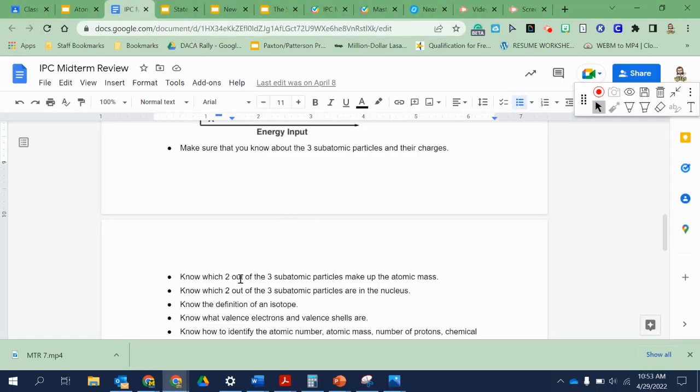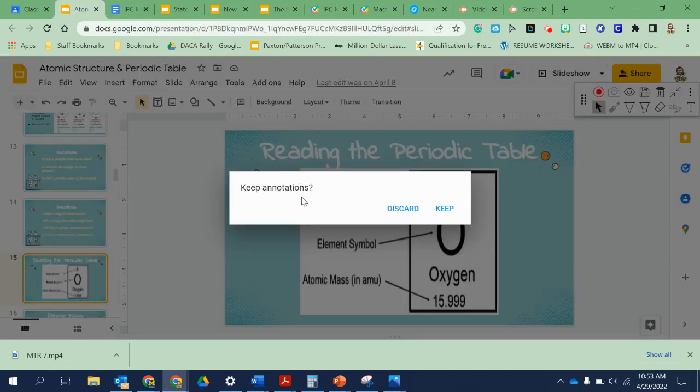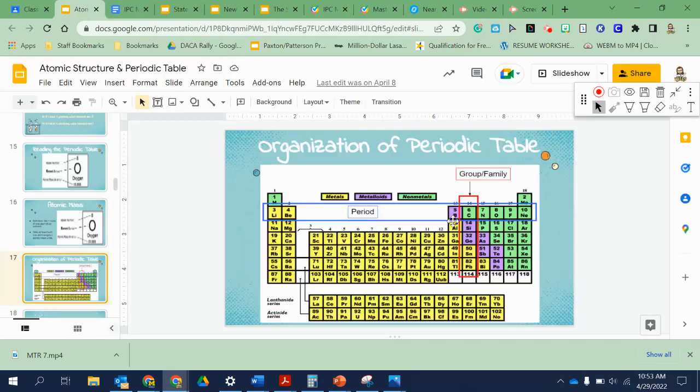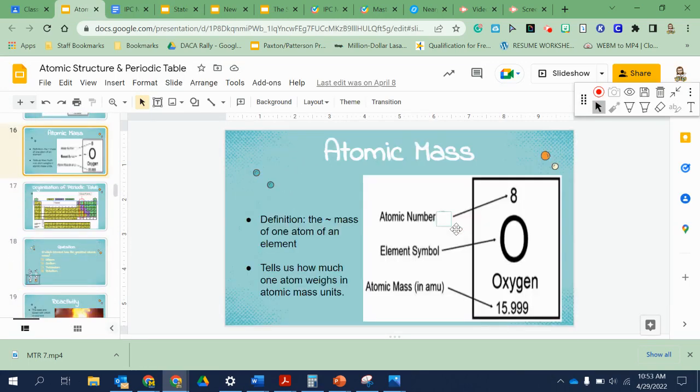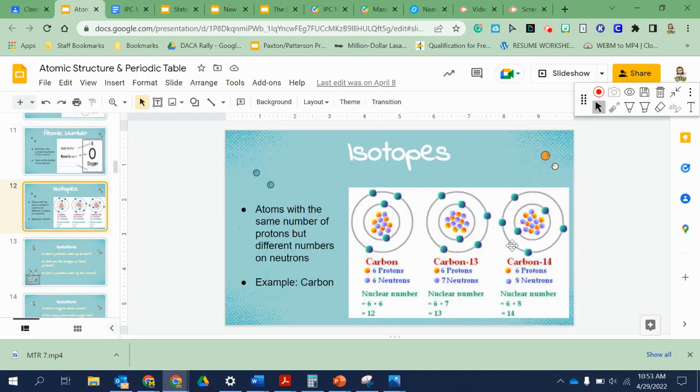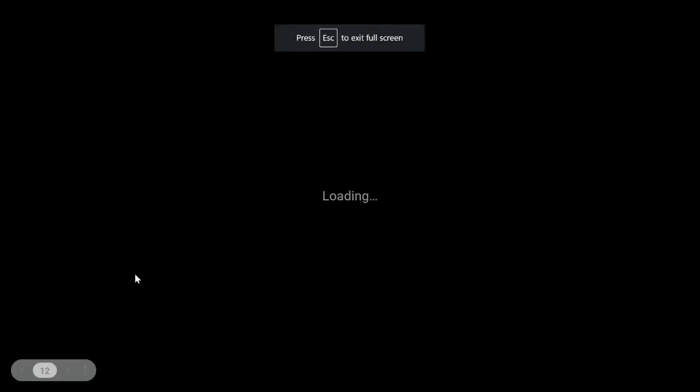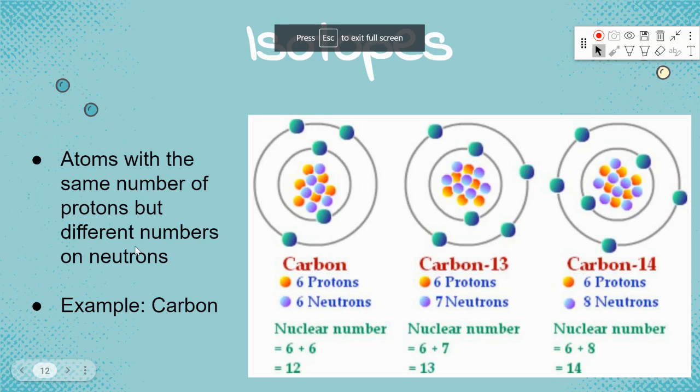All right, and then just know the definition of an isotope. The isotope was further back here. Just remember this: the definition of an isotope is an atom with the same number of protons, but a different number of neutrons. Like carbon, they all have 6 protons, but 6 neutrons, 7 neutrons, 8 neutrons. Same number of protons, different number of neutrons. That is an isotope.